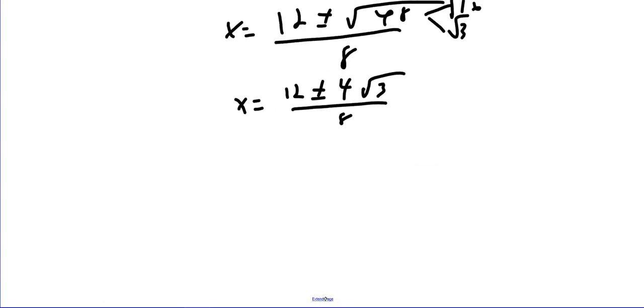Now, once again, 12, 4, and 8 all have a common factor of 2. So I can reduce all of these dividing by 2. I'm sorry, I meant 4. They do have 2, but we want 4 because it's best. So 12 divided by 4 is 3, plus or minus 1, root 3. And if you just want to write root 3, you're fine, over 2.